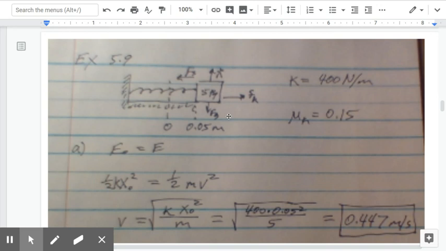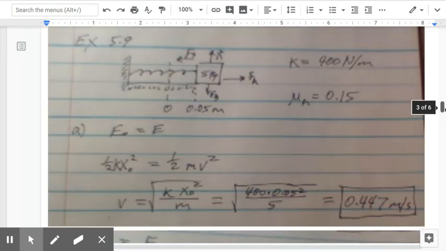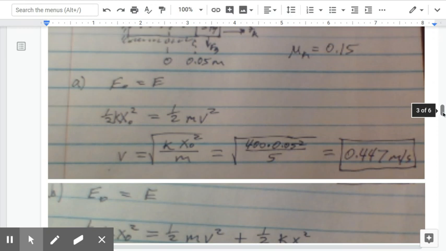So we have pulled the block 0.5 meters to the right. The spring now is going to have a pulling force that's trying to pull it back to the left. And when there's no friction, we can ignore the normal force and the force of gravity because they're working perpendicular to the forces involved here. So then part A, we are supposed to find what is the velocity when the block travels past the equilibrium position.